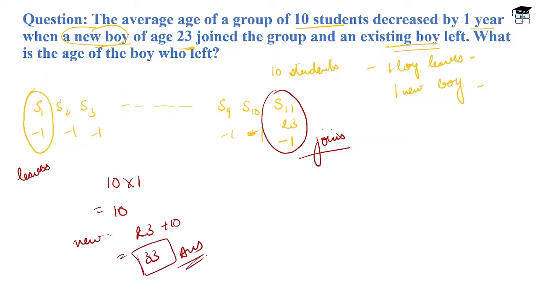We get our answer here. I hope this is clear to you all that one student is leaving, the existing student, and the other one is coming. The total remains the same, 10 only, right? And it is decreasing by 1. So 10 into 1 and we know the age of the new. So it is 23 plus 10. So the age of the existing student who leaves the group is 33 years. All right. So I hope this is clear to you all, right?